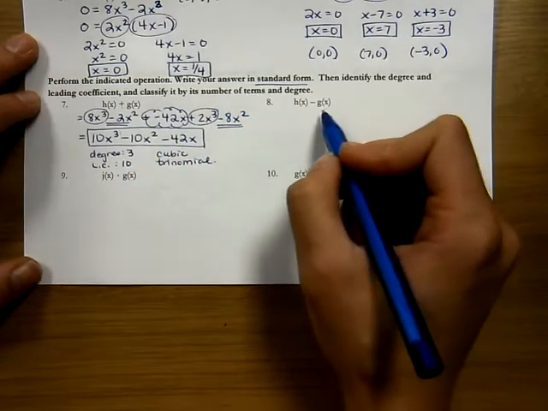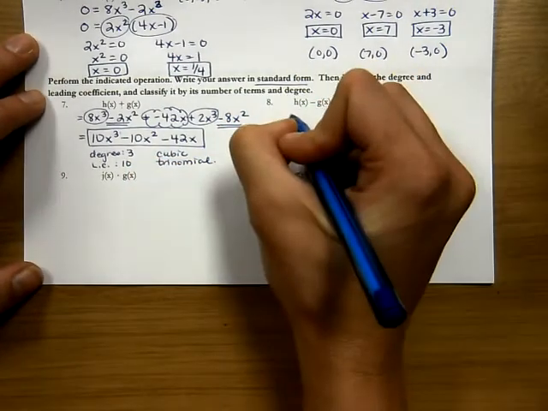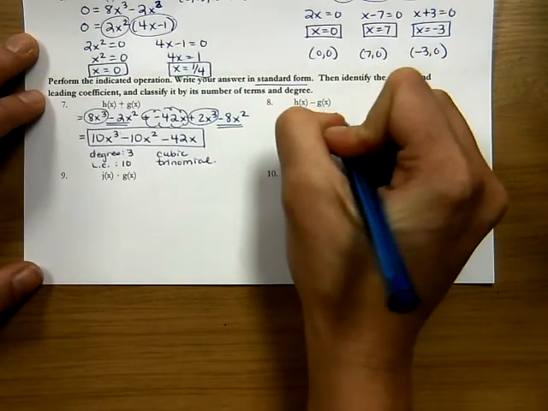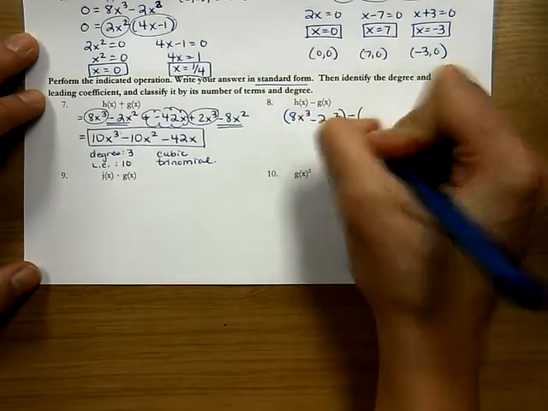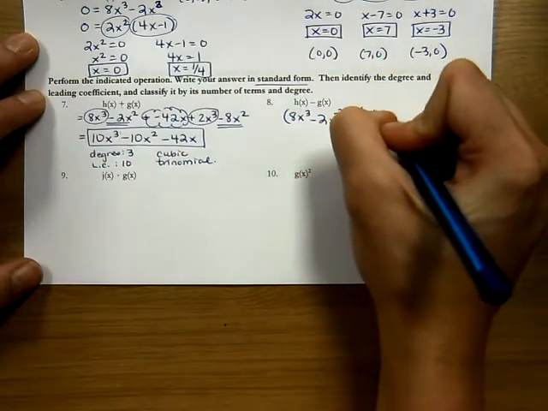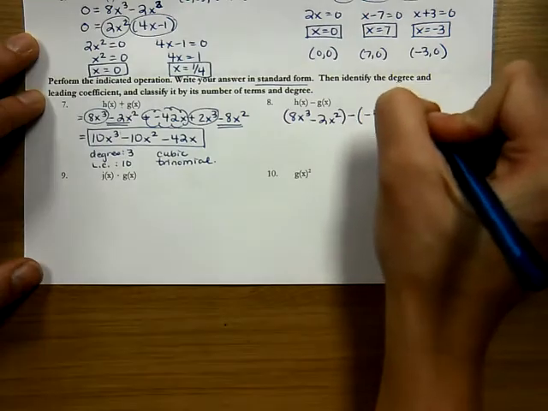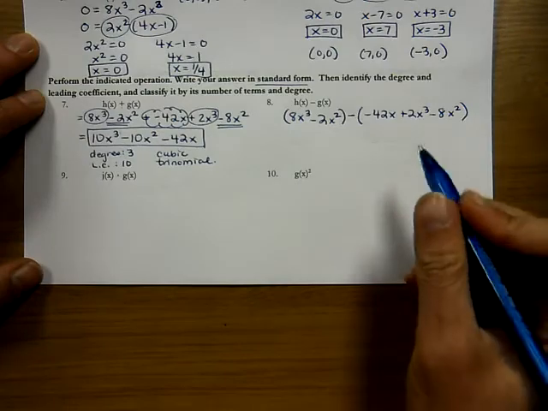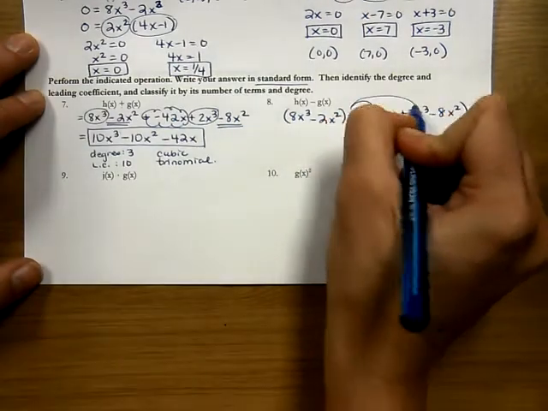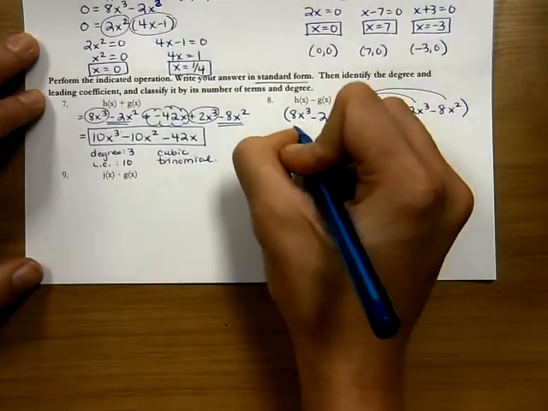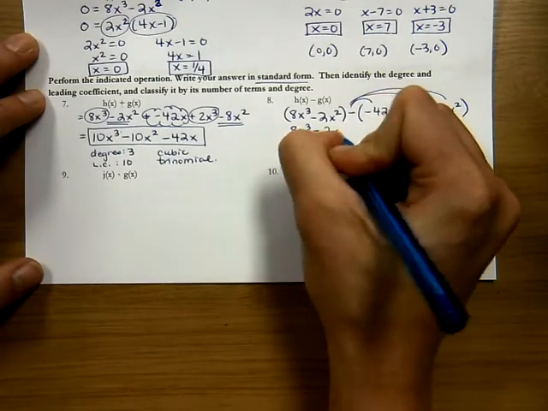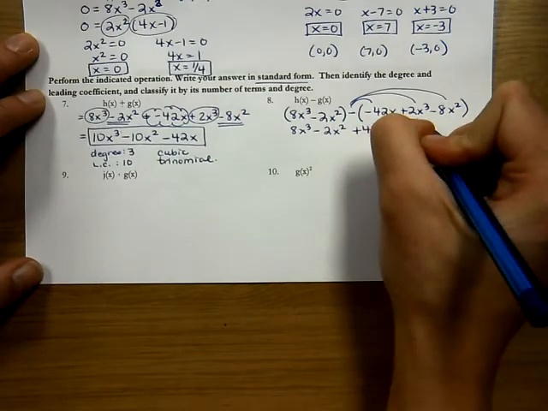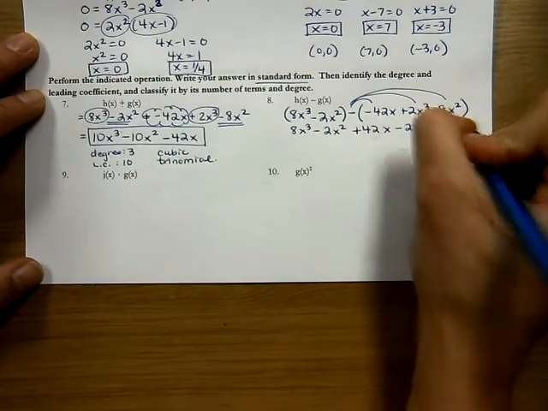Scooting over here, h of x minus g of x. So now we're subtracting these. So this would be 8x to the third minus 2x squared. That's our h of x, minus g of x, negative 42x plus 2x to the third minus 8x squared. I have to distribute that negative. Think of that as like a negative 1. You're subtracting each of those terms. So we have 8x to the third minus 2x squared plus 42x minus 2x to the third plus 8x squared.